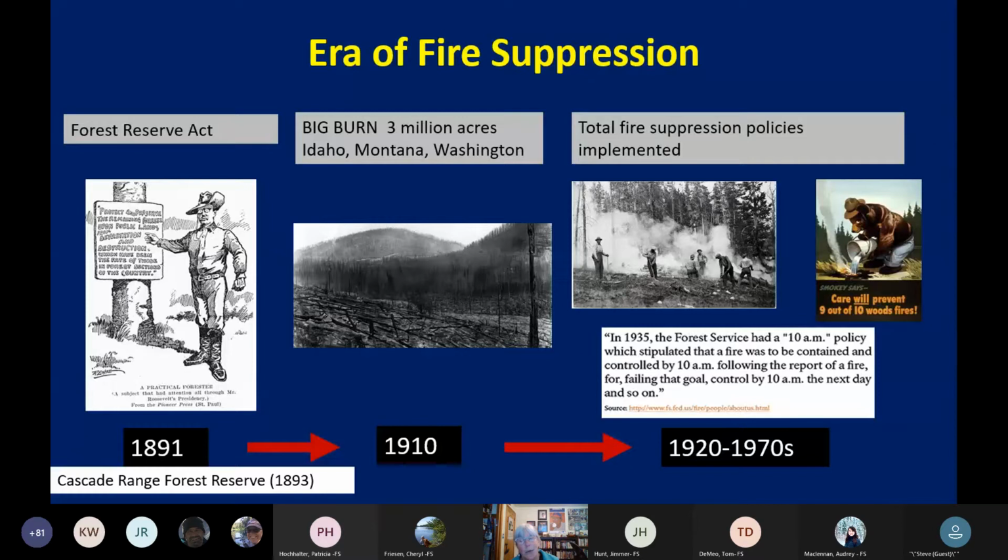So by the 1920s, there were some pretty intense fire suppression policies that were established and implemented across our landscapes. So some of you, and I remember this, might be around to remember the 10 a.m. policy where fires needed to be put out by 10 a.m. of the day they were found, or at least the day after.